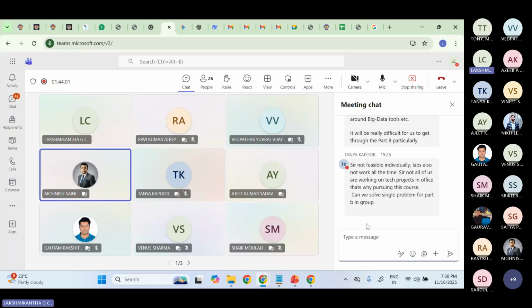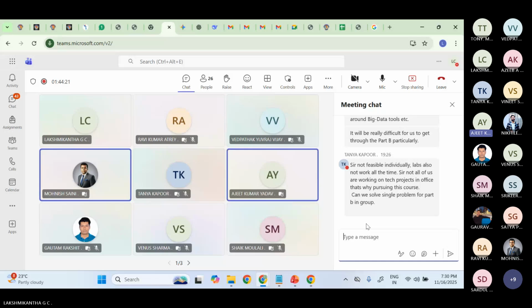See, in that case, I've told you, right? You go with your group. Just now, I've told the same thing to Tanya. You take one problem statement from your group mate and you solve it and submit it individually. Okay, sir. Thank you.